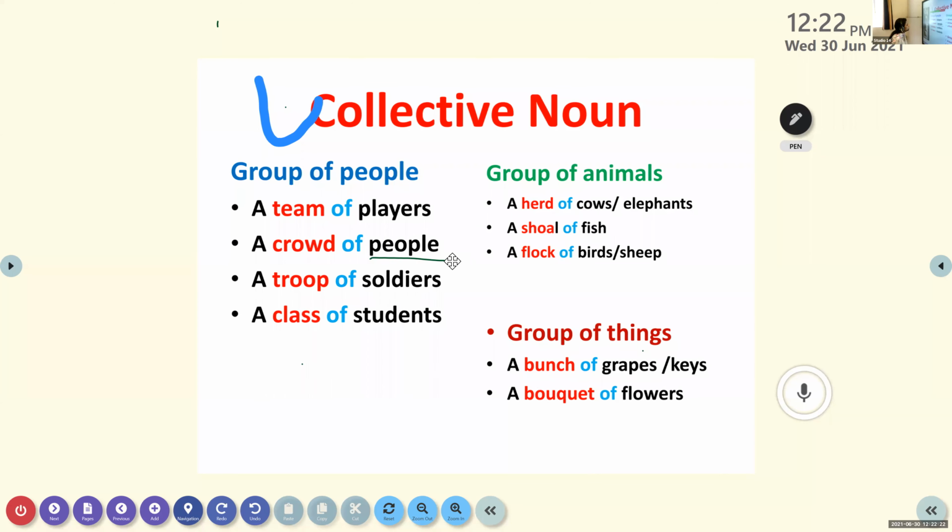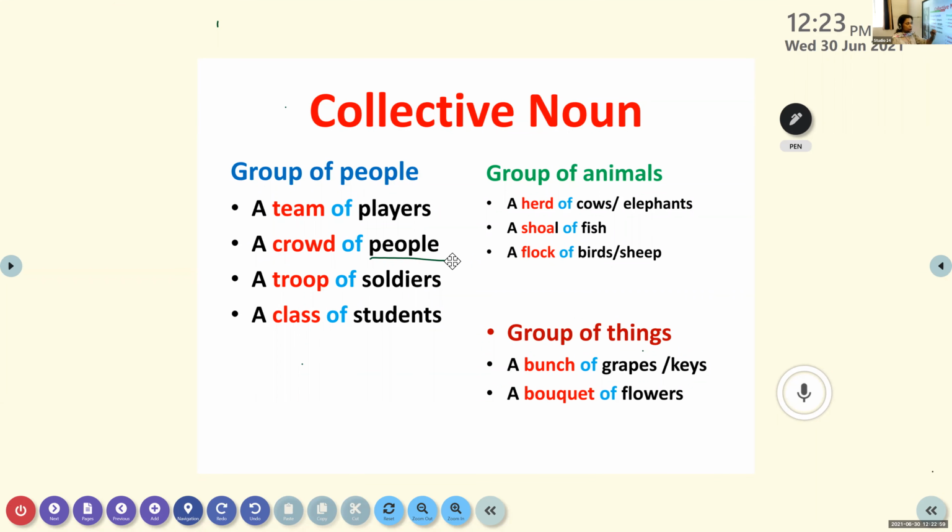Clear? Okay. Now, for cows as well as for elephants, we use the same collective noun, that is herd. Herd of cows, and we can also use herd of elephants. I'll be sending this to you in the WhatsApp group as notes so that you can copy it down. Not now, I'll be sending it. So now let us learn it well. Then comes the collective noun for a group of fish. It is a shoal of fish. Clear? A shoal of fish.